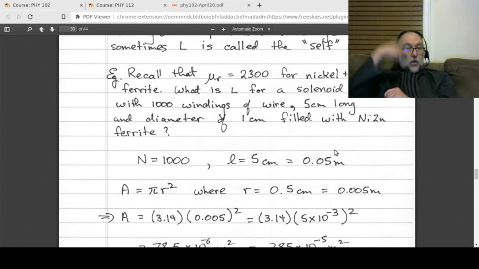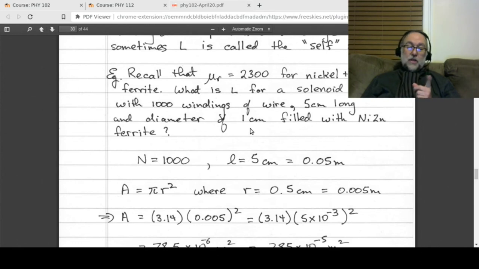That is, they're still wrapped, but every time you make a loop, you actually make a square loop like that. So you could do that, but in this case, we have round loops. And I'm telling you that the diameter of the solenoid, that is from one end to the other end, is 1 centimeter. So that means it's got a radius of 0.5 centimeter, and you have to convert that to MKS, so it's 0.005 meters.